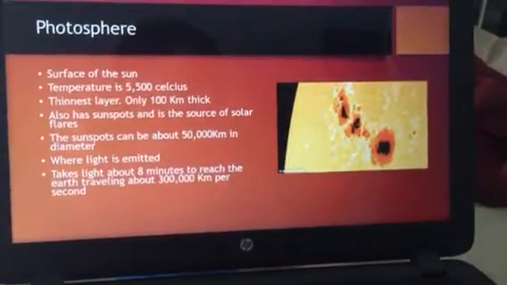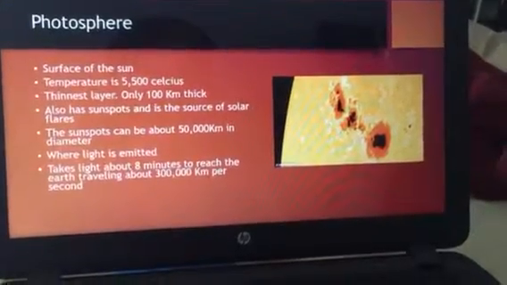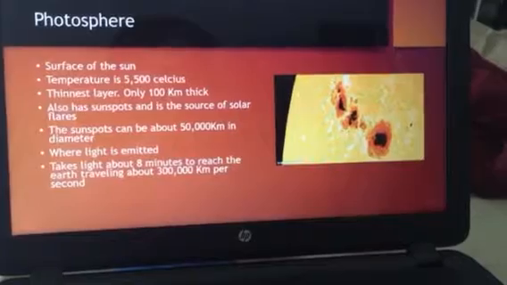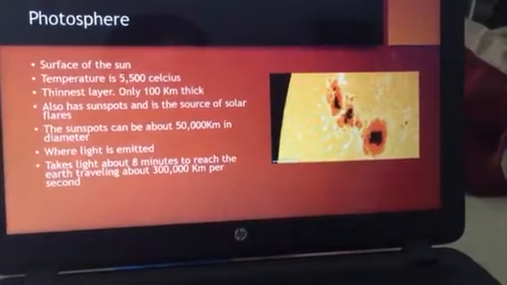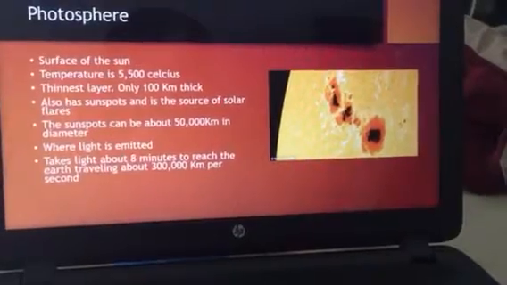Next, we have the outer layers of the sun. The photosphere is the surface of the sun. It is also the thinnest layer of the sun. This layer is only about 100 kilometers thick. In this layer, we can see sunspots appear.